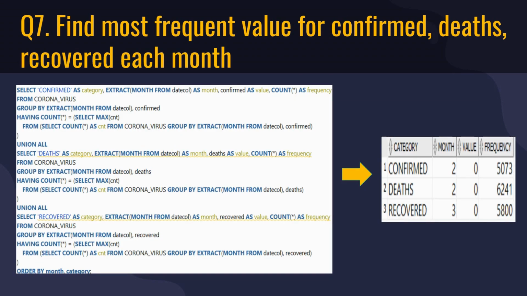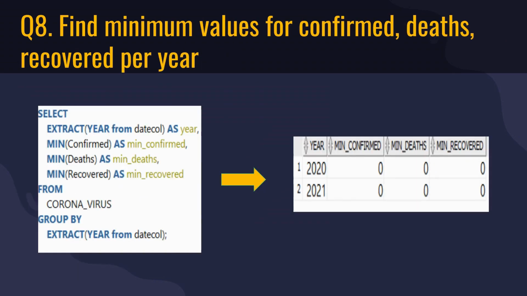To understand common reporting patterns, we identify the most frequent values for confirmed cases, deaths and recoveries each month. The output shows us these frequent values, indicating typical figures reported monthly. We then looked at the lowest reported numbers for confirmed cases, deaths and recoveries each year. This helps identify the periods or regions with minimal impact. The output shows the minimum values, highlighting the least affected periods annually, which are 0 in both the years.